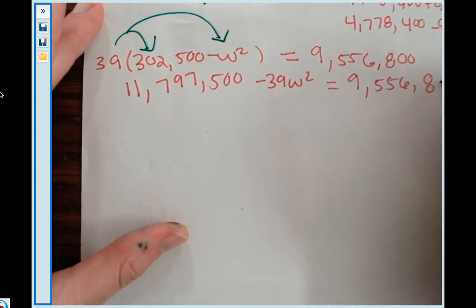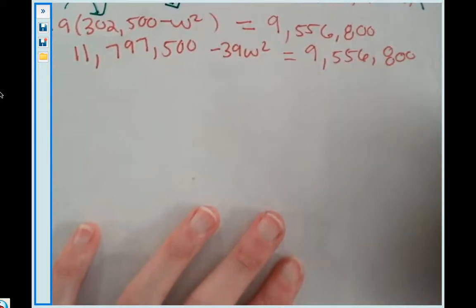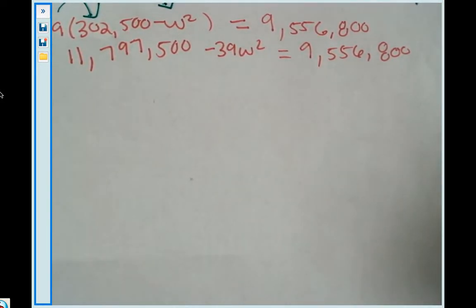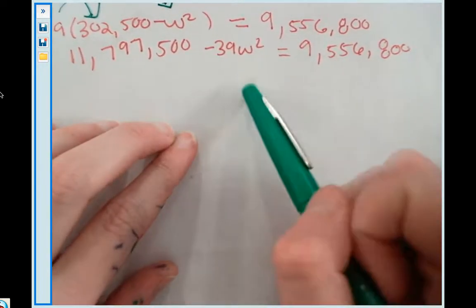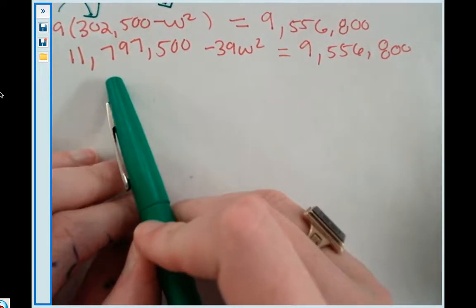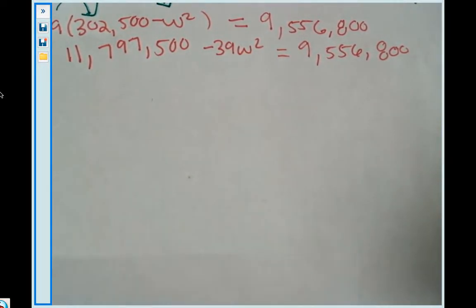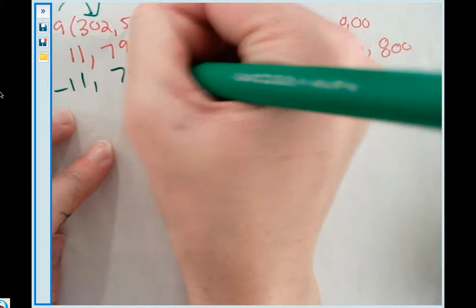9,556,800. All right, let's keep going, you guys. And again, it's not a hard problem, it's just these numbers are quite obnoxious. All right, so let's solve this thing for w. So first, I need to move this large number to the other side. So I'm going to subtract it on both sides first.